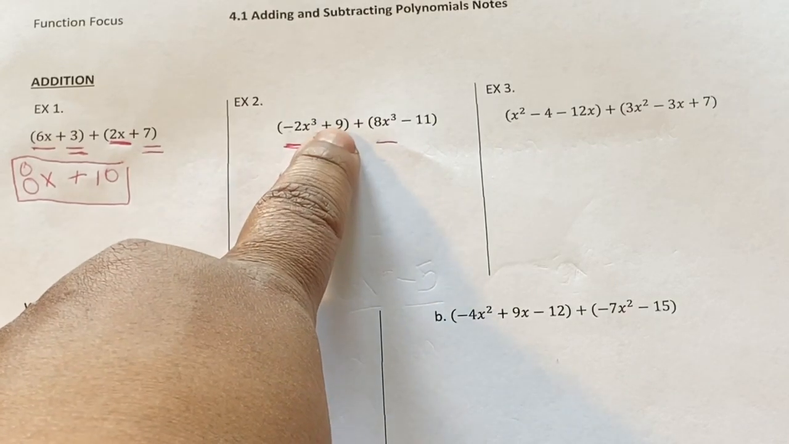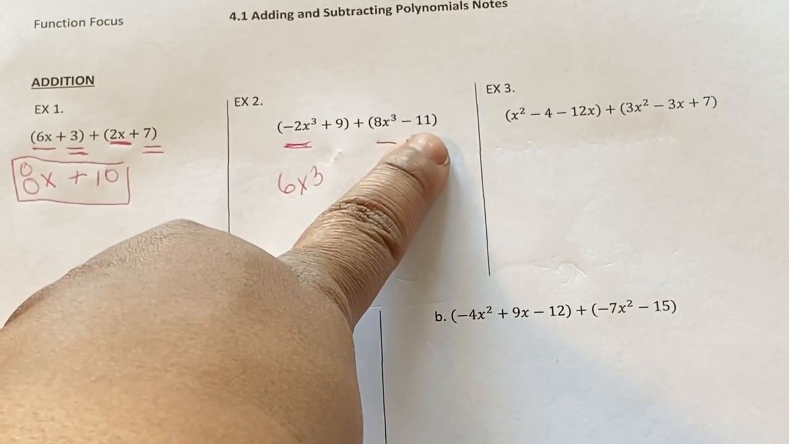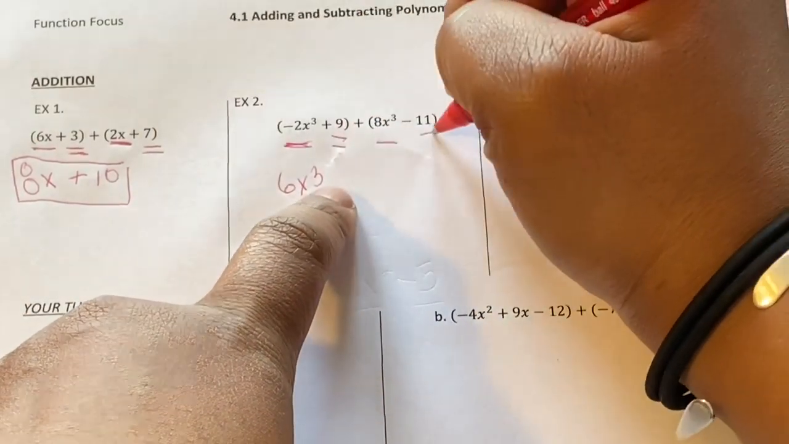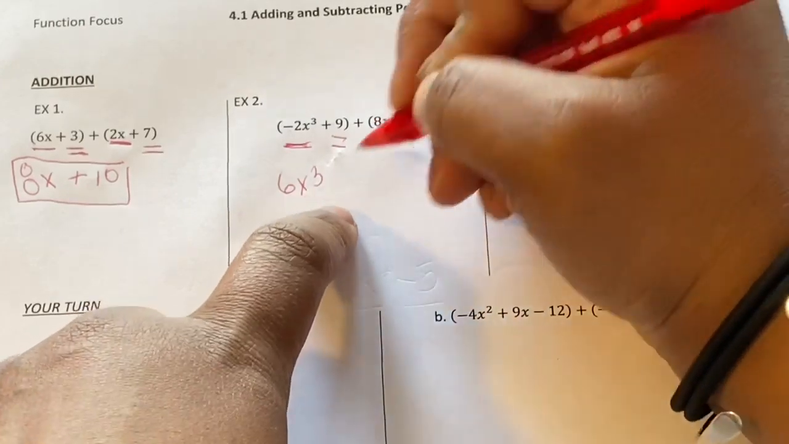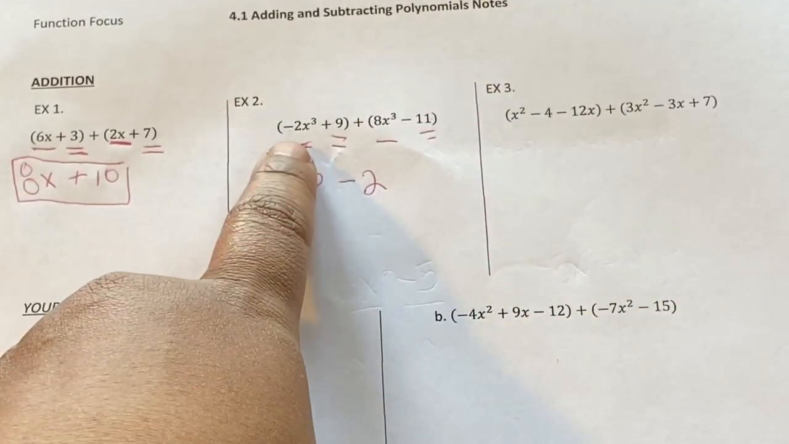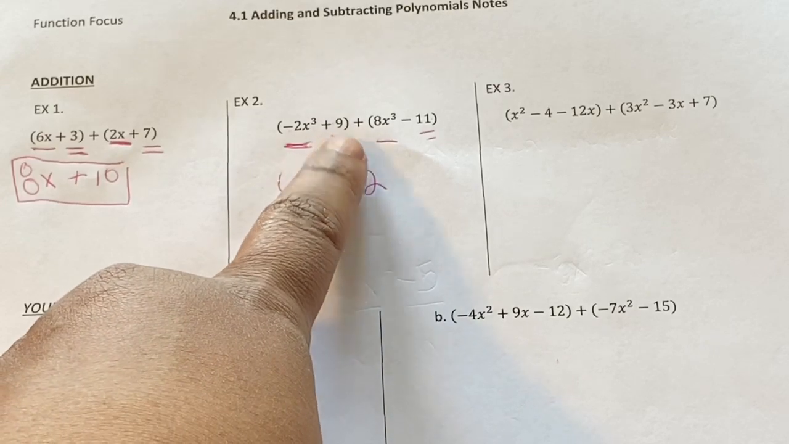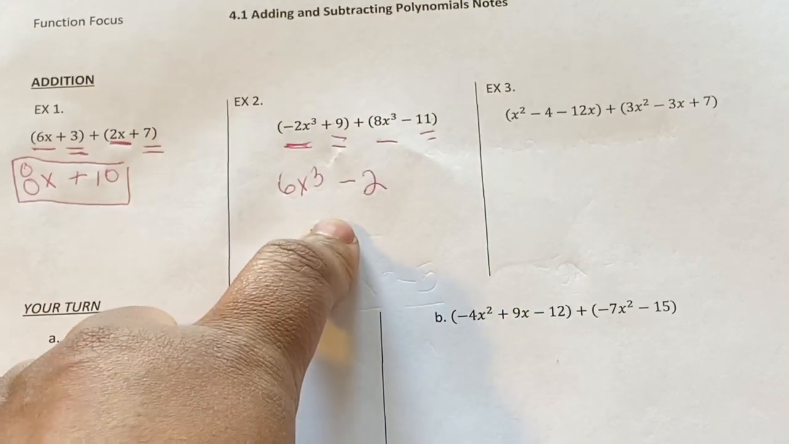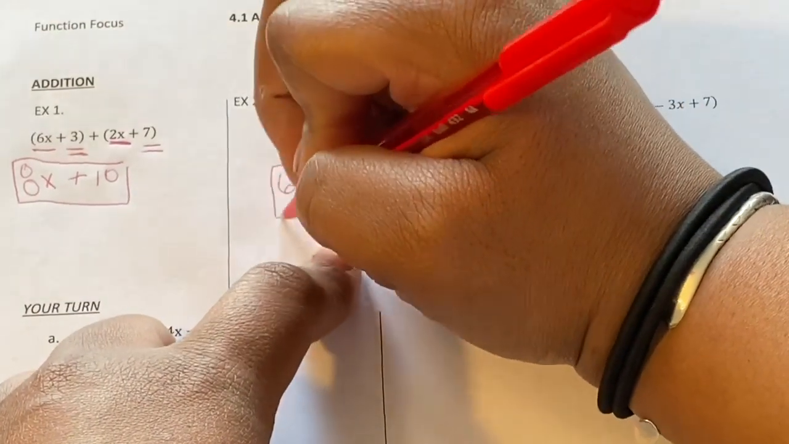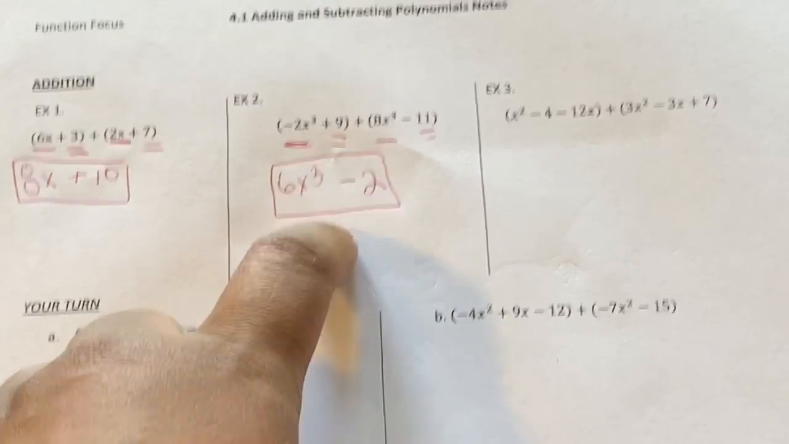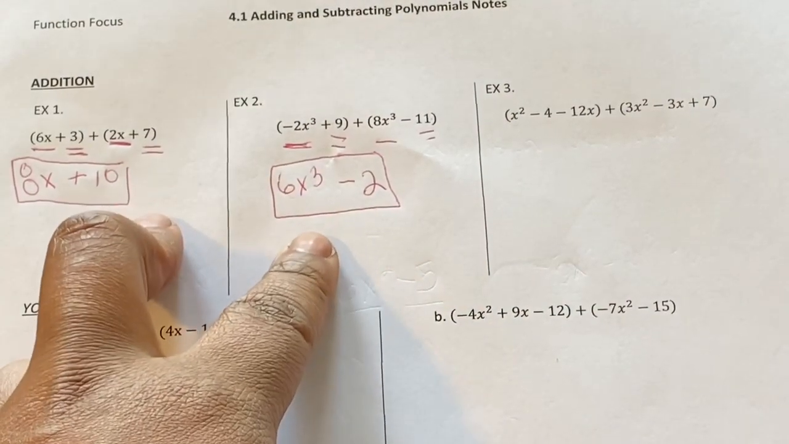And 9 and negative 11 are both constant terms, so they are alike. I can combine them. 9 minus 11 is negative 2. So the answer to negative 2x cubed plus 9 plus 8x cubed minus 11 is 6x cubed minus 2. Combine your like terms. Okay, that's all we did for these past 2 examples.